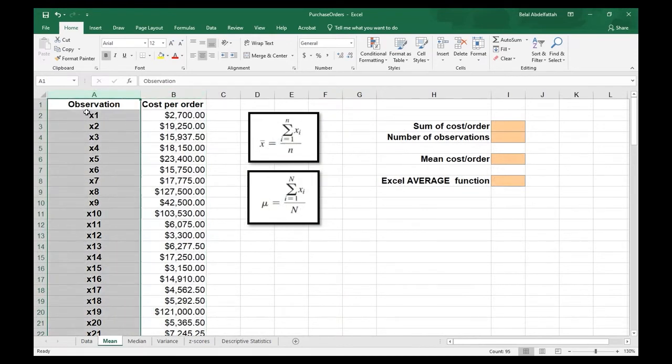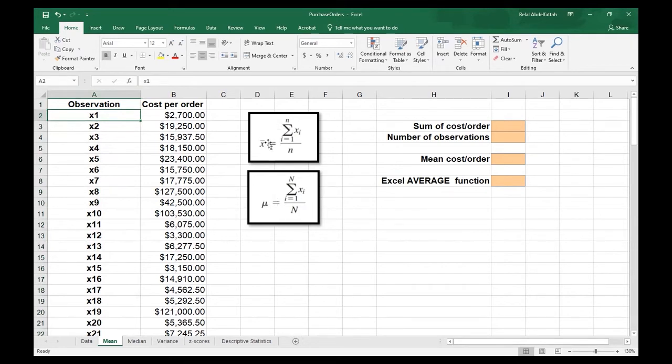And next to that, I have X1, X2, X3, just so you know that this is what we have here, where it says X sub I, meaning in our case, X sub 1 would be the first data point, which represents 2,700. X sub 2, that'd be the second data point, that'd be 19,250. X sub 3 would be the third data point. This would be 15,937.5, and so on. So that's how you would want to read it when you're looking at these formulas. We really don't need this to compute the average. It's just there to illustrate what we mean by these formulas here.